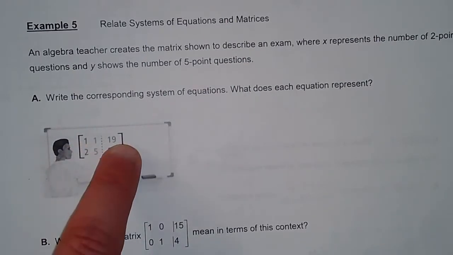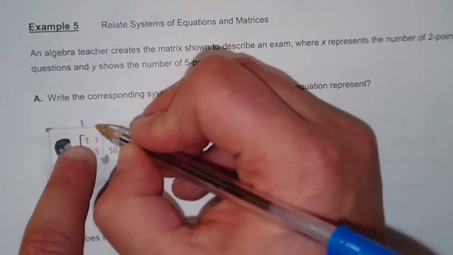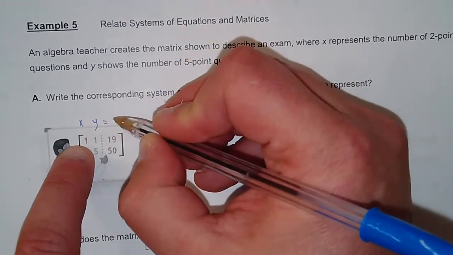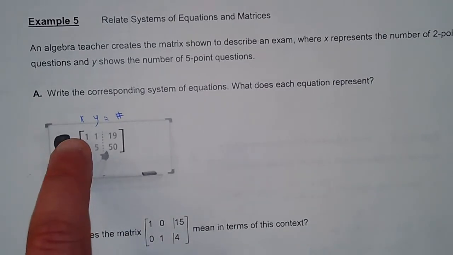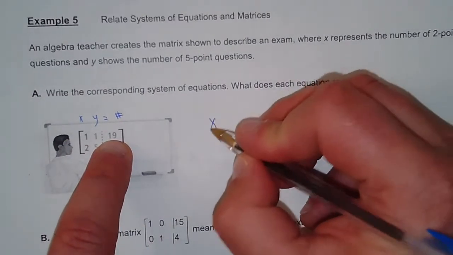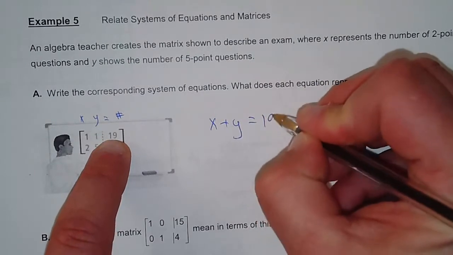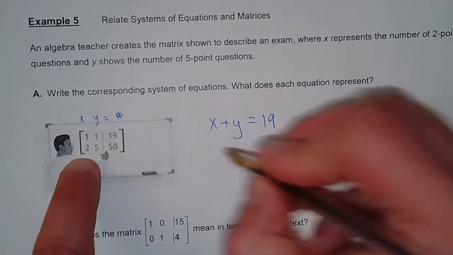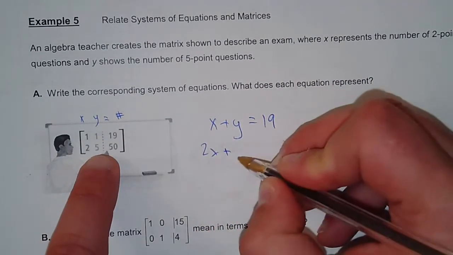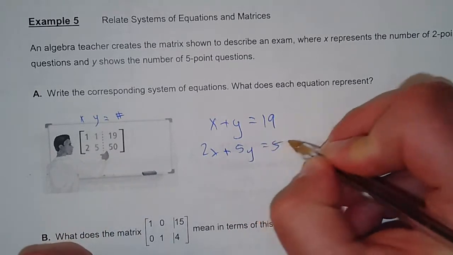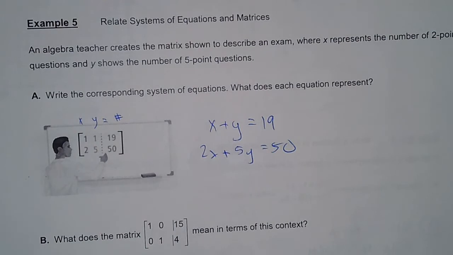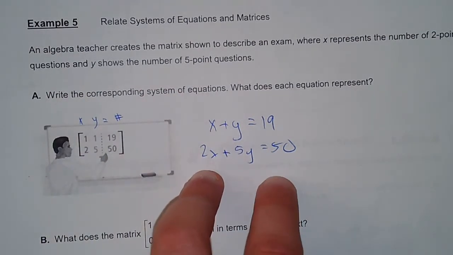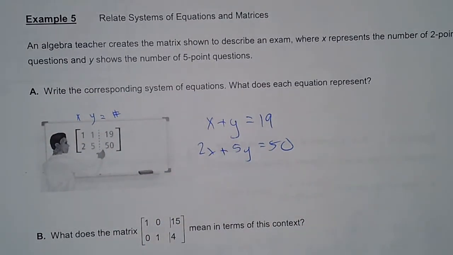If it's 1, 1, 19, remember this is like your x column, your y column, and then equals whatever number. So as I read this, this is 1x plus 1y equals 19. So x plus y equals 19. This equation would be 2x plus 5y equals 50. So that answers the first part of that A question. Write the corresponding system of equations. Pretty easy. Second part, what do these represent?